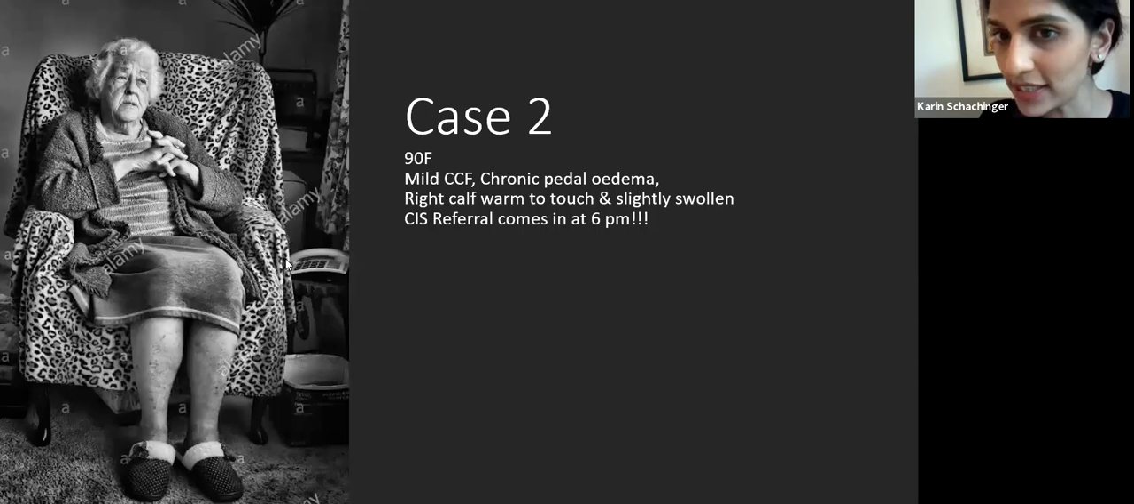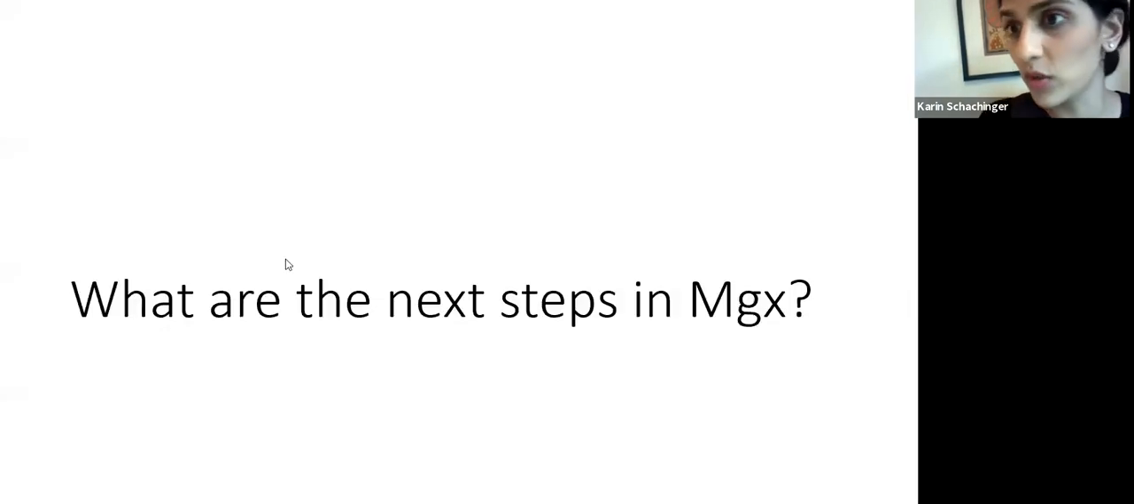So this lady, mild CCF, she's got chronic pedal edema, a common patient, we see her all the time. And her right calf is now warm to touch and slightly swollen, right? And so the CIS referral comes at 6 p.m., just our last referral of the day. The GP calls us and says, please, could you see her as your last patient? Because we need this woman seen. So, a frail old lady sitting at home. Okay, so now with her, what are our next steps?